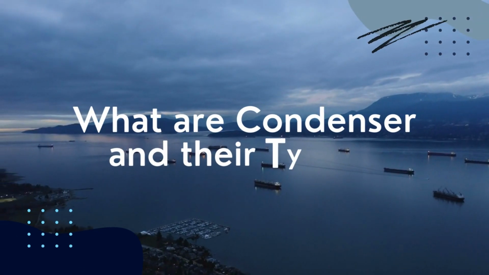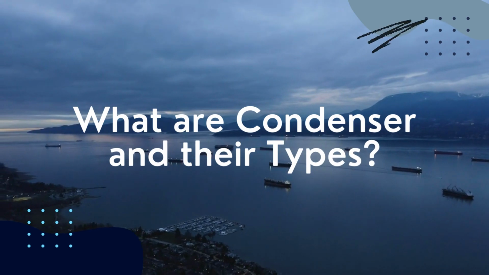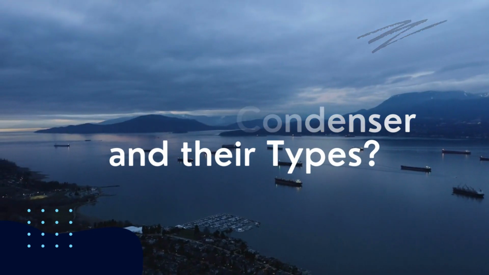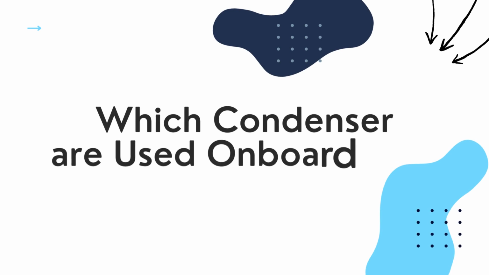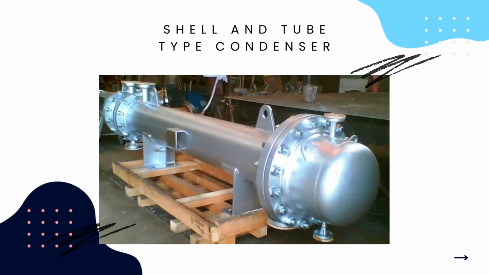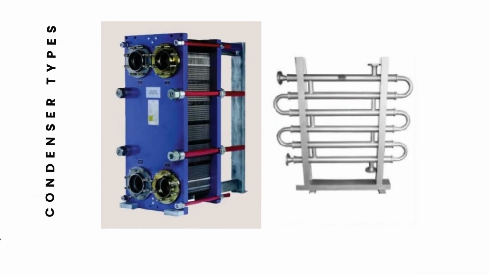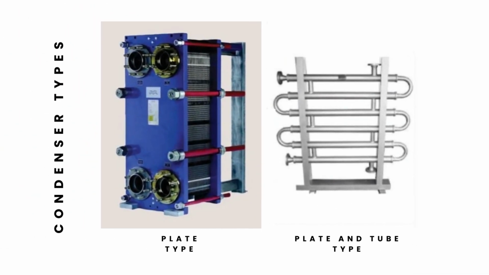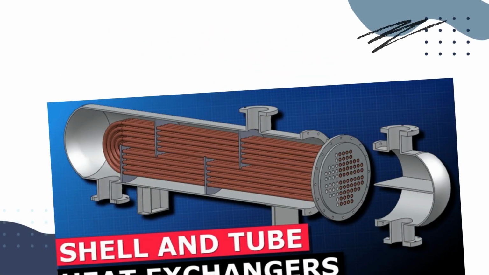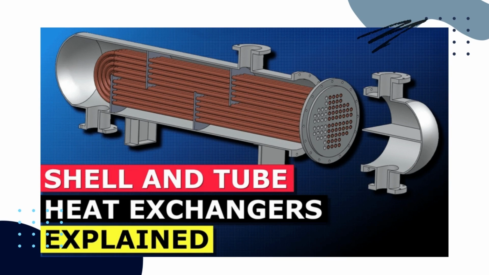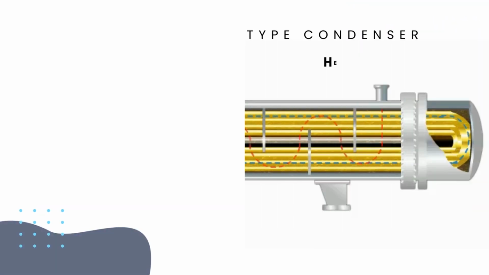Well, I have given you the definition of a condenser in the last video, but now comes the question: which among them is mostly used on board ship? Well, shell and tube type of condensers are mostly used on ships. Take a look at this diagram, it shows you the perfect details about the components. But there are other types of condensers like plate and tube type, etc. On ships, shell and tube type are the common ones and are designed to operate at high pressures.